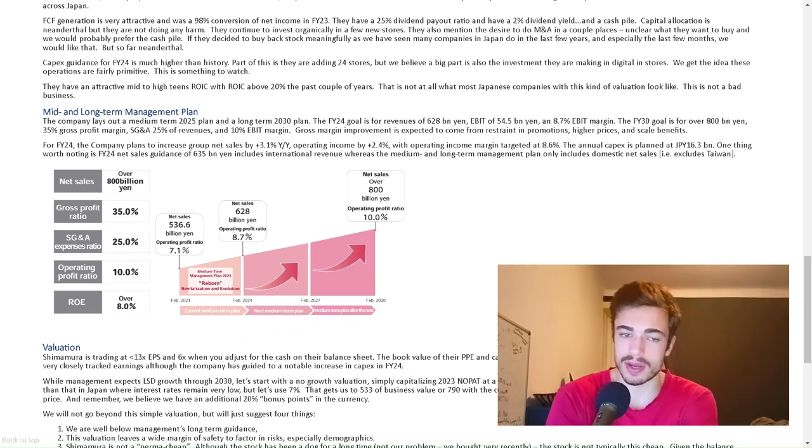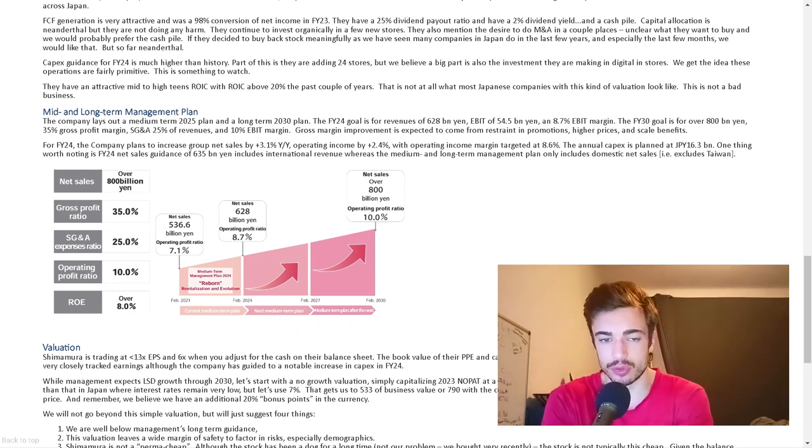They continue to invest organically in a few new stores. They also mention the desire to do M&A in a couple places. Unclear what they want to buy, and we would probably prefer the cash pile. If they decided to buy back stock meaningfully, as we have seen many companies in Japan do in the last few years, and especially the last few months, we would like that. But so far, Neanderthal. CapEx guidance for FY24 is much higher than history.